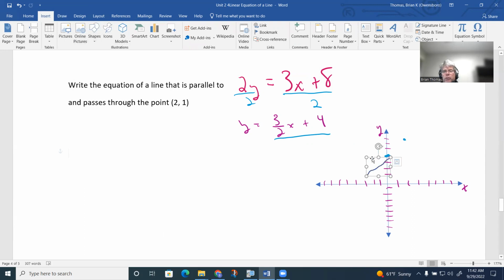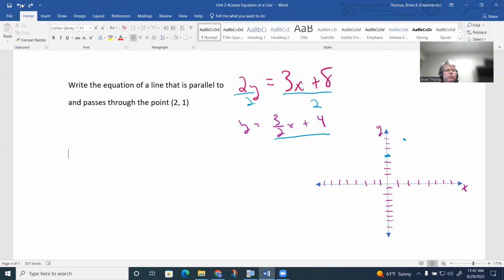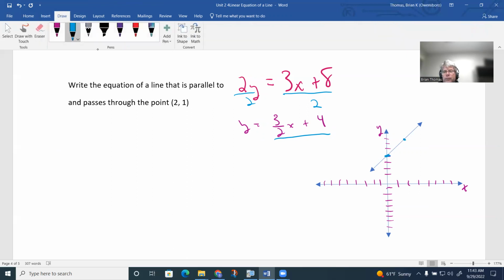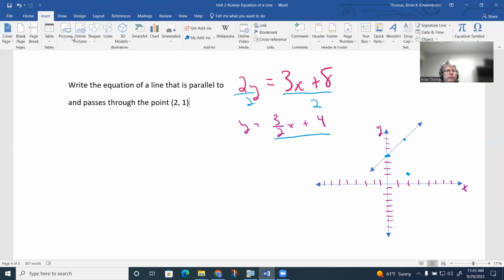So our given line would be here. Now, what they want us to do is create an equation of a line that passes through the point (2, 1). So the line we're talking about passes through the point (2, 1), and it's going to be parallel to the given line.